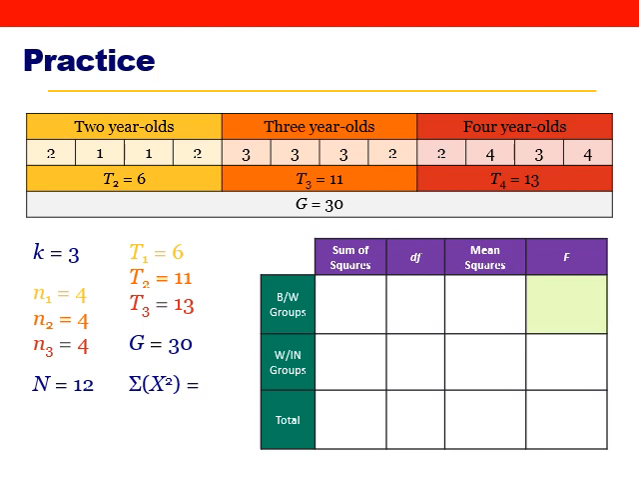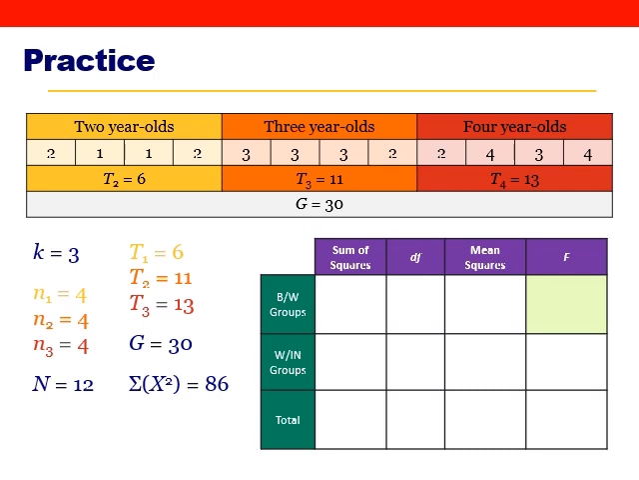Lastly, our biggest number, sum of x squared: we take each individual score, square it, and add them together. So 2 squared plus 1 squared plus 1 squared plus 2 squared plus 3 squared, and so on for all 12 kids. We get a value of 86.